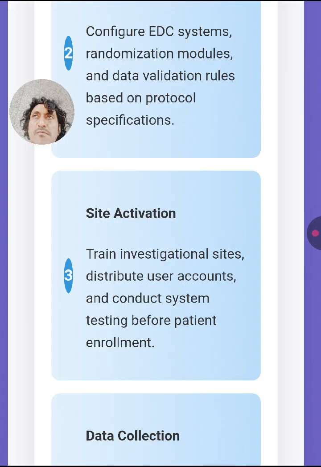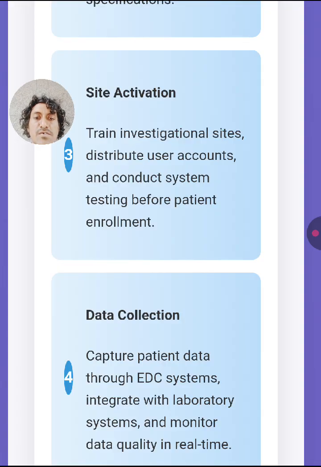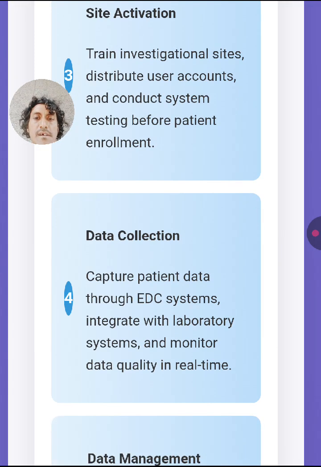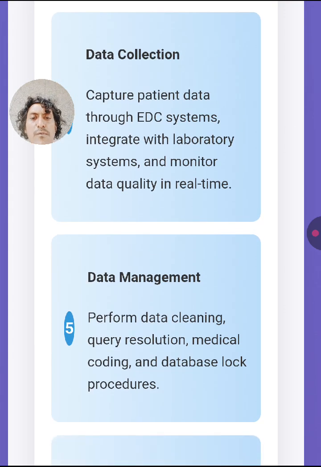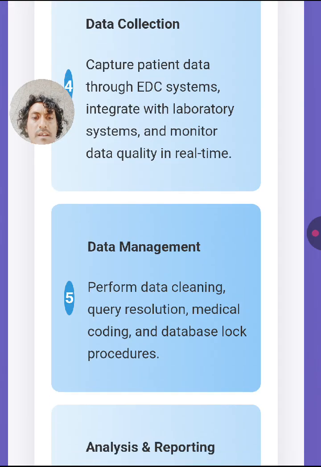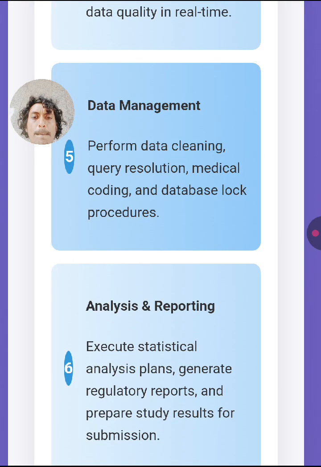Then we have the site activations, for instance, train investigational sites, distribute user accounts, and conduct systems testing before patient enrollment. We have data collection: capture patient data through EDC systems, integrate them with the laboratory systems, and monitor data quality in real time. Then we have data management: perform data cleaning, query resolution, medical coding, and database lock procedures. Then we have analysis and reporting: execute statistical analysis plans, generate regulatory reports, and prepare study results for submission.